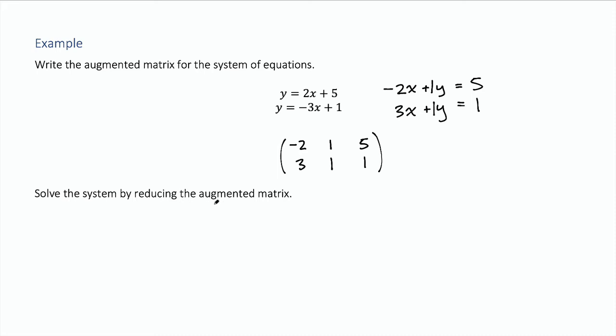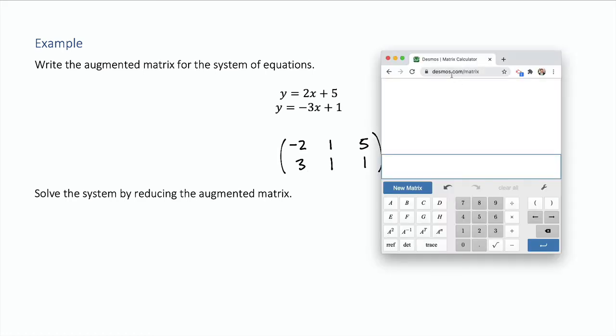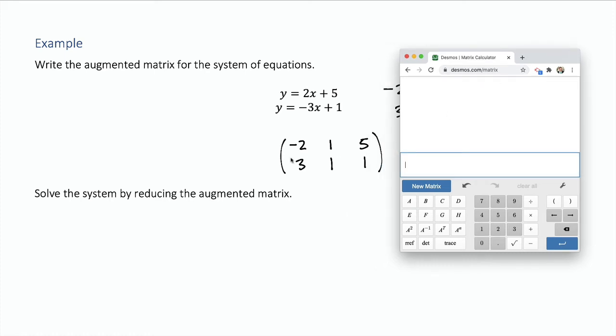To solve the system by reducing the augmented matrix, we're going to use a calculator. I'm going to use the Desmos matrix calculator, desmos.com/matrix. We'll start by creating this matrix. So new matrix, this is a 2 by 3, so increase the number of columns. And then just enter those numbers: negative 2, 1, 5, 3, 1, and 1.